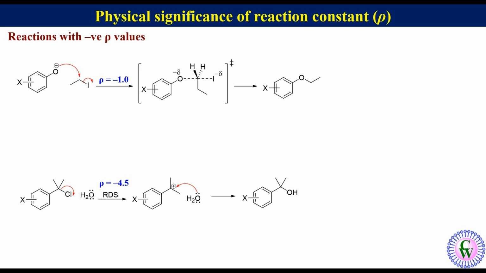The reason for negative sign is that there is generation of positive charge on the reaction center in rate determining step and electron flow is away from the ring. The reason for high magnitude is that the positive charge is generated on the carbon next to the ring, which is delocalized around the ring.